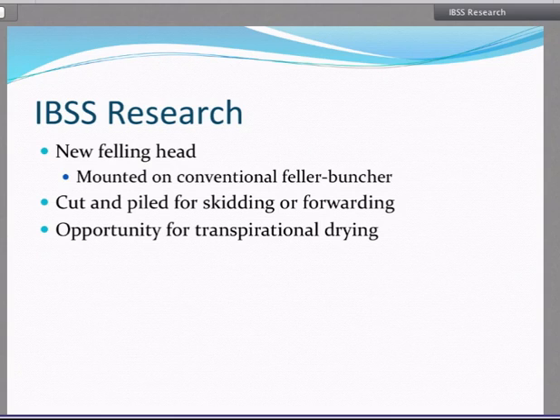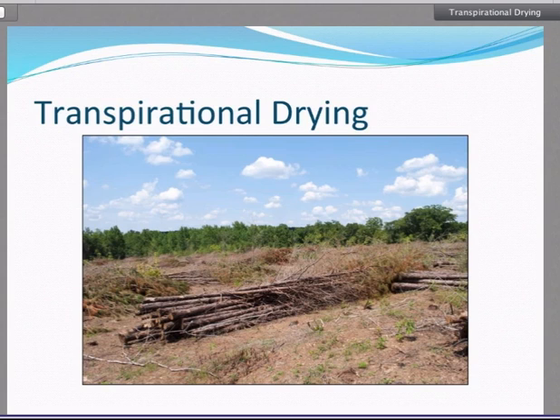The idea being that we could cut the material and pile it in some form or fashion. That's still what we're working on. That way, it could be skidded or forwarded out to a landing where it could be further processed. My thought process behind this is, again, in the current technology you saw where they were grinding or chipping the material, and what a new felling head would allow us to do is just cut and pile the material, which gives us the opportunity for transpirational drying, which could be quite beneficial.